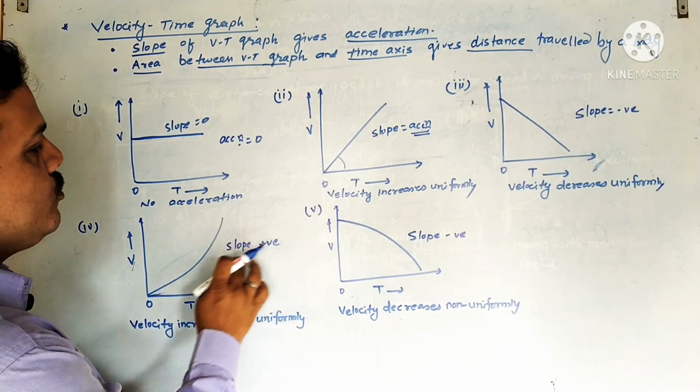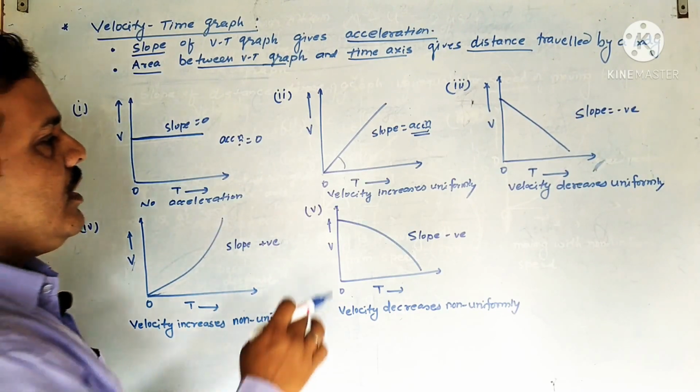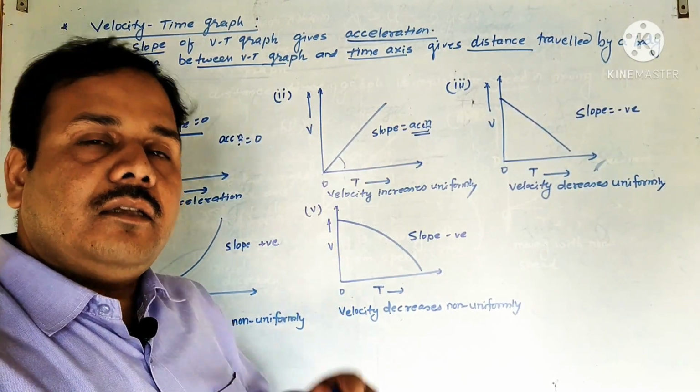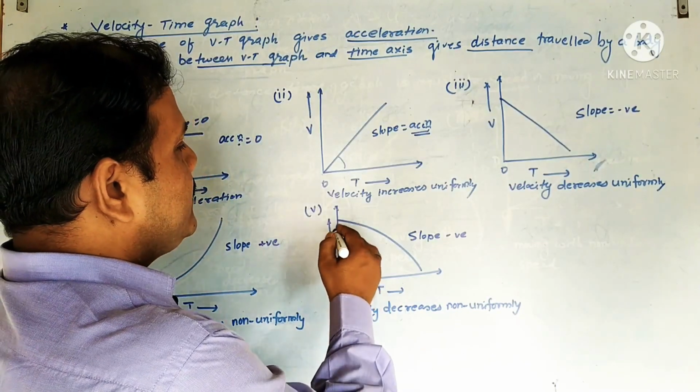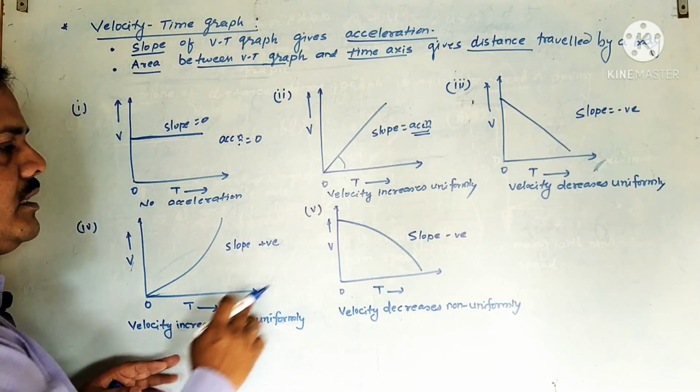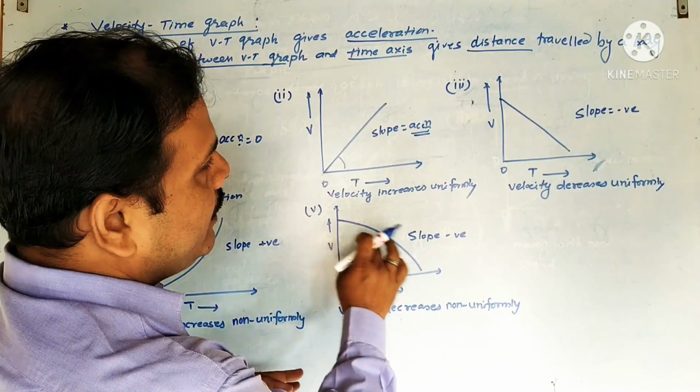तो यहाँ पे ये slope जो होगा वो पॉजिटिव होगा. यहाँ पे देखिए फिफ्थ नंबर, that when the velocity decreases non-uniformly again, but here see that it decreases, in this case increases, here decreases, so graph will be like this.